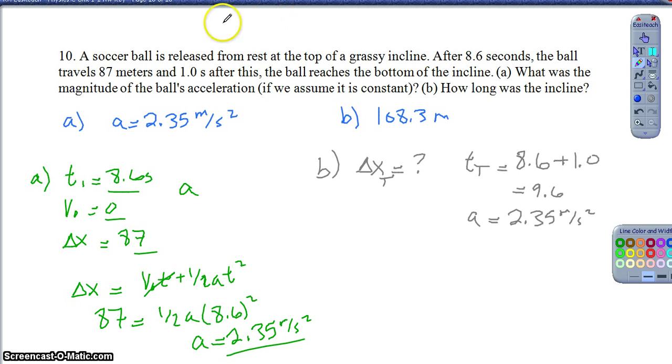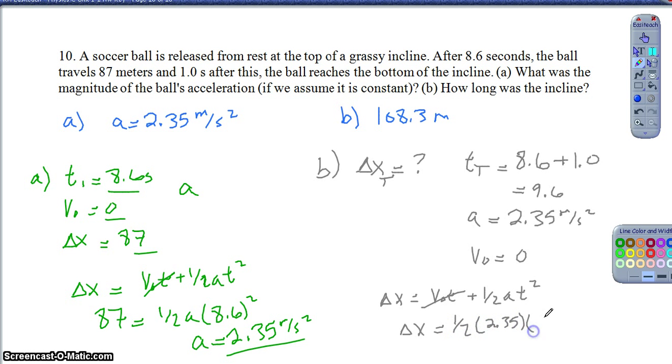And once again, if I go all the way back to the original context, I know the initial velocity is 0. So this time I'm just going to reset. I'm going to do the exact same equation, but since I now know the acceleration, I'm going to use my new total time to find the total distance. So delta x equals, again, v sub 0 t, which would once again cancel out, plus 1/2 a t squared. So plugging in our measurements, delta x equals 1/2 the acceleration that we found of 2.35 times the total time of 9.6 squared, and that's where I got my measurement of 108.3 meters.